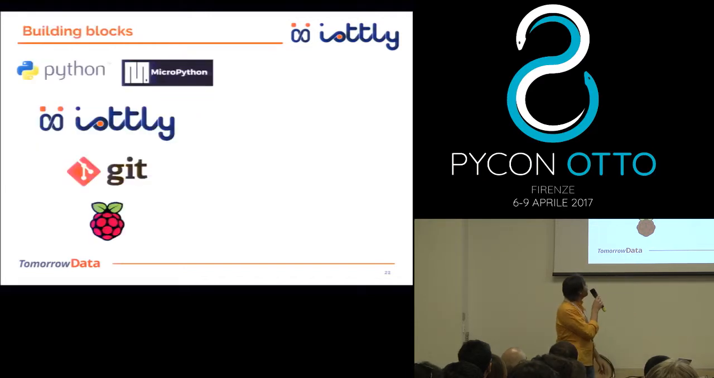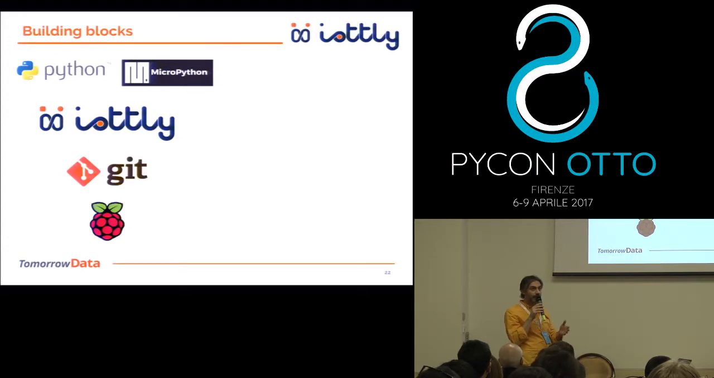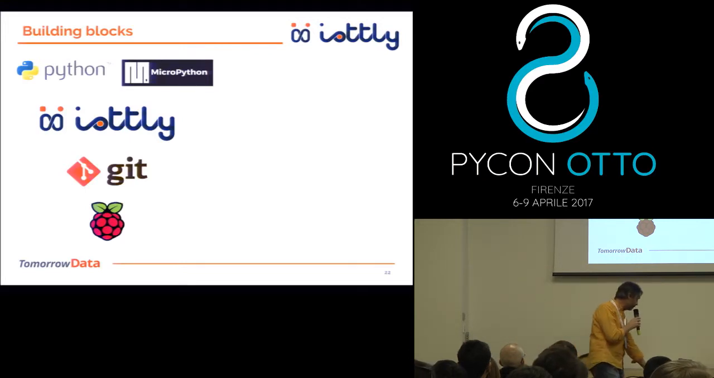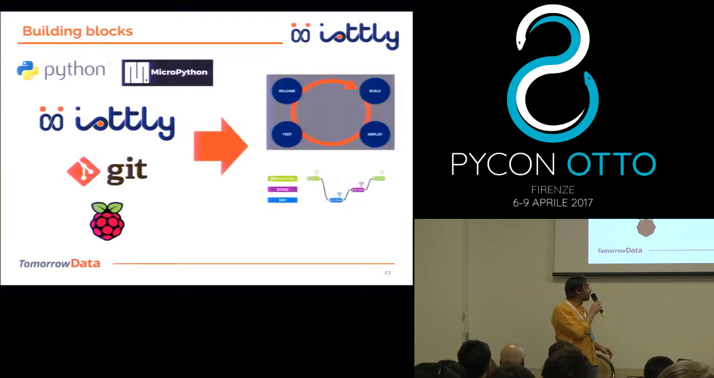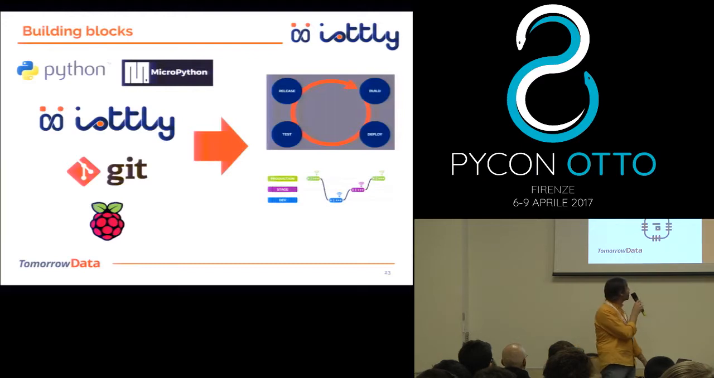So we have these building blocks. We have Python, and let me also recall MicroPython, which is not what we use within the Raspberry Pi, but MicroPython is very important for microcontrollers. It can run Python code with a restricted standard library in Cortex-M0 and Cortex-M3. We have our Iottly tool, we have Git, and we have the Raspberry Pi. So putting together these building blocks, we try to build some continuous delivery for the Internet of Things.